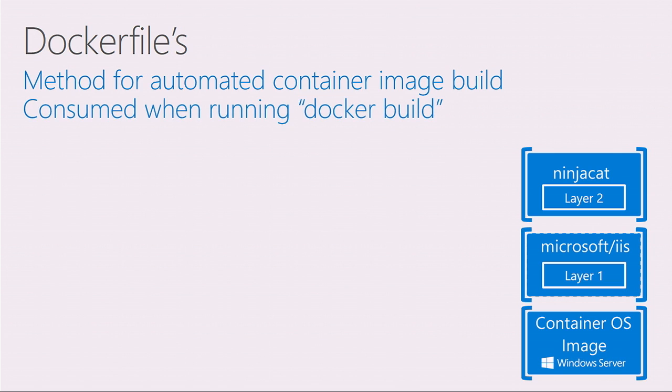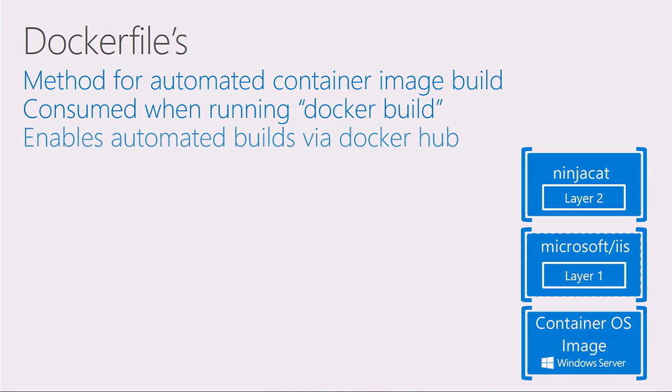These Docker files are consumed when we do an operation called Docker build. This is just a command we issue to the Docker engine that goes off and builds one of these container images consuming that Docker file. This also enables some really amazing automation through things like the Docker Hub and Docker Trusted Repository that we'll talk about later.